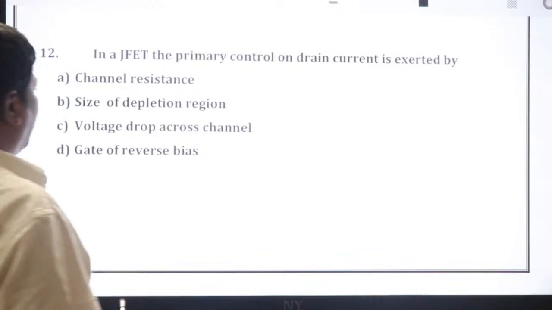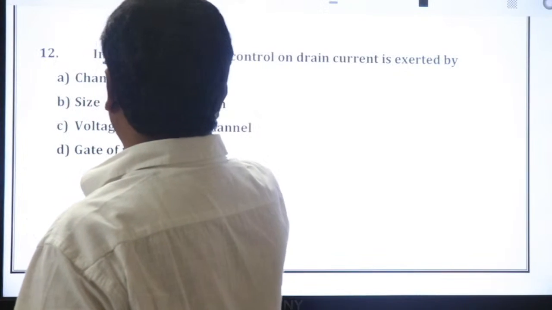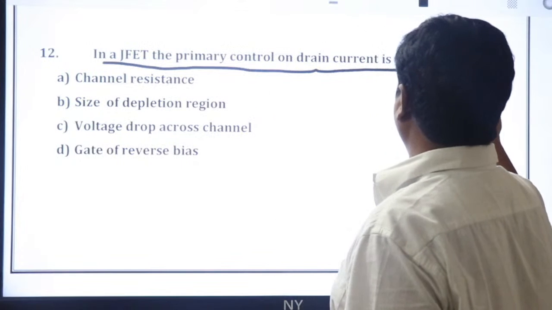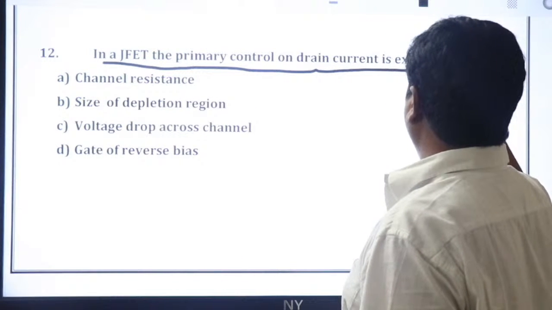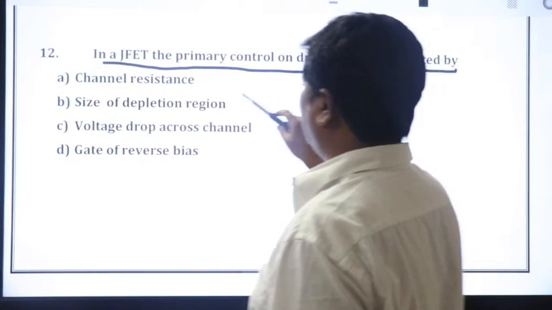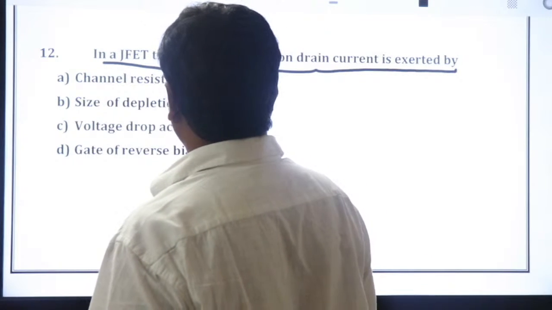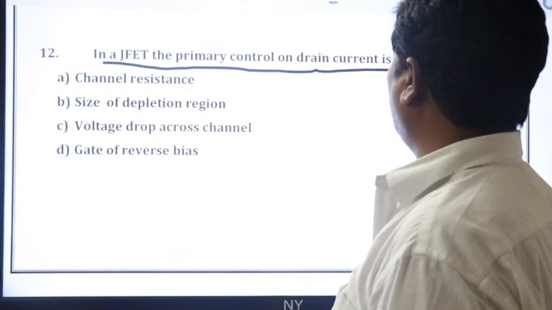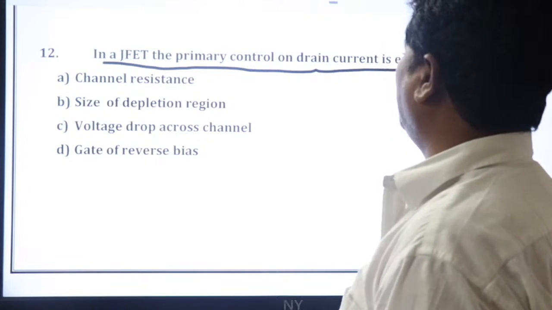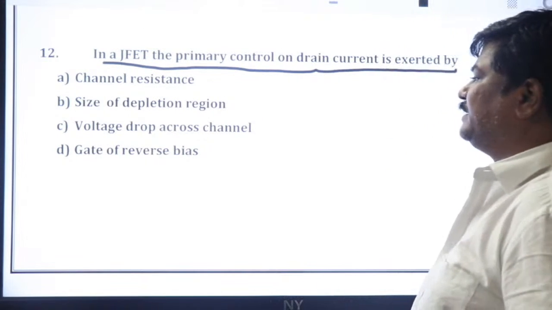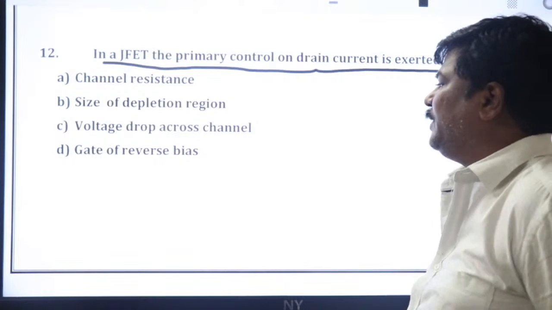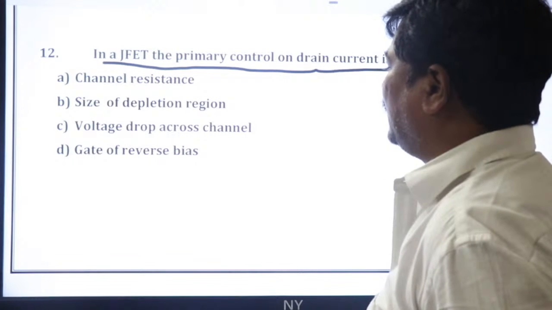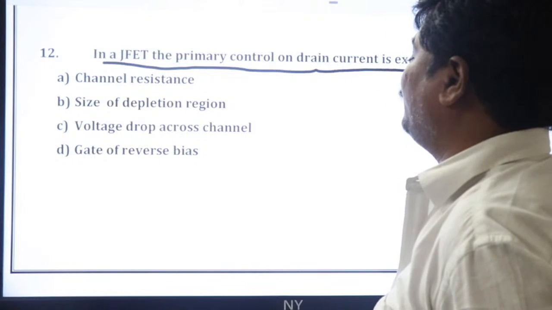In a JFET, the primary control of drain current is exerted by: channel resistance, size of the depletion region, voltage drop across the channel, or gate reverse bias.